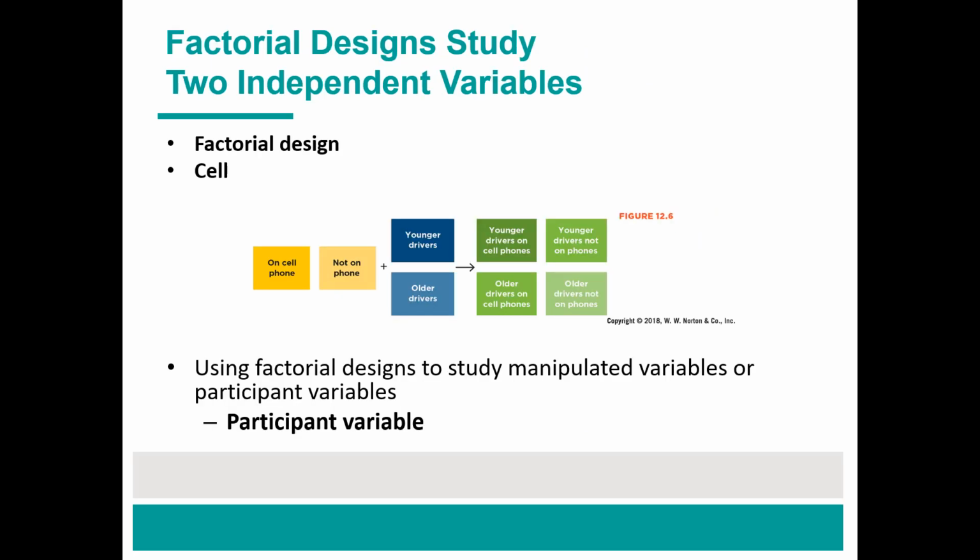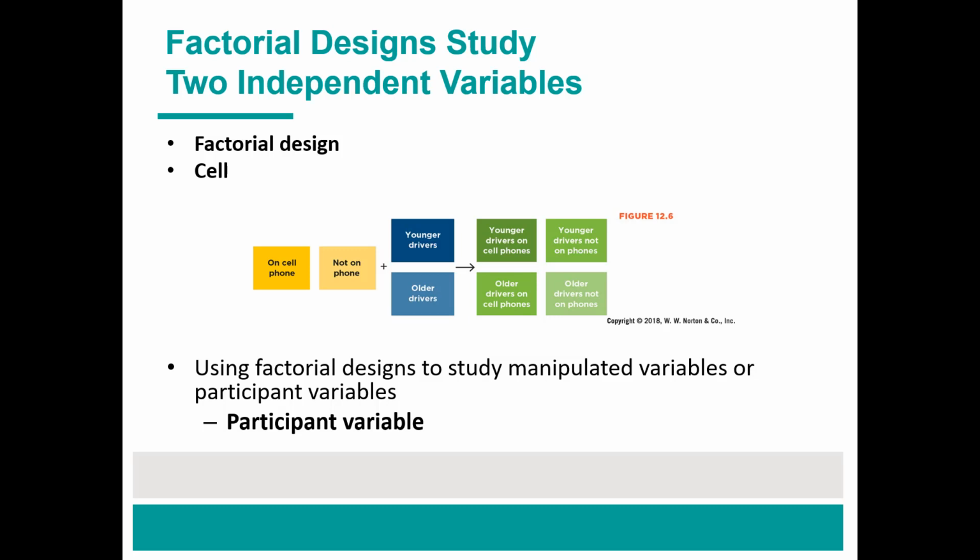Another name for studies that use more than one independent variable is factorial designs. Again, a factorial design is an experiment in which there are two or more independent variables. The independent variables are also called factors. Consider Strayer and Drews' study that examined whether the effect of driving while talking on a cell phone depended on the driver's age. There are two independent variables, cell phone use and driver age.